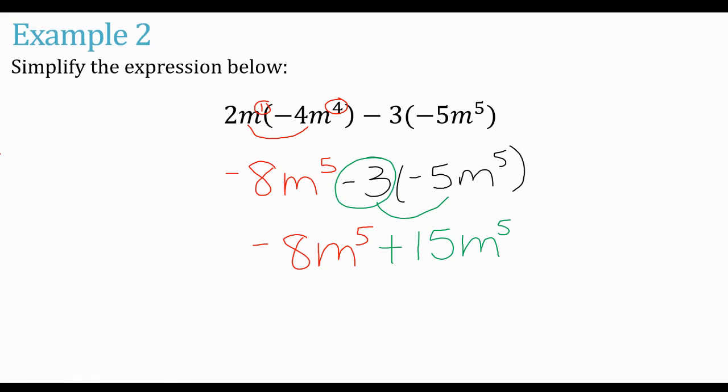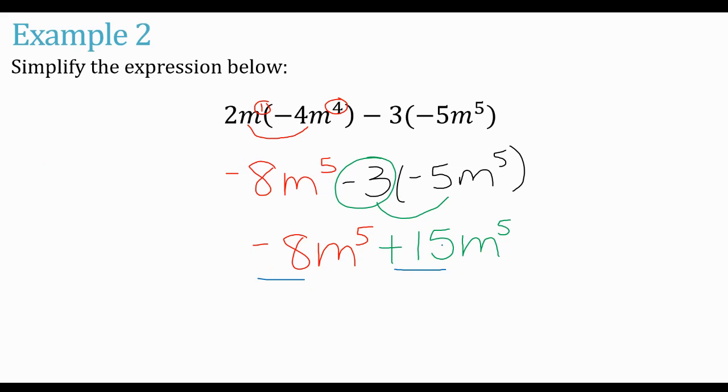And now we have two monomials, -8m to the 5th plus 15m to the 5th, that are like terms. We know that they're like terms because they have the same variable and the same exponent, so we can add these together. So remember, when we add monomials, we're just adding the numbers in front, and we're leaving the exponent alone. So please do not add the exponent here. We only do that when we multiply, like what we did in this first step.